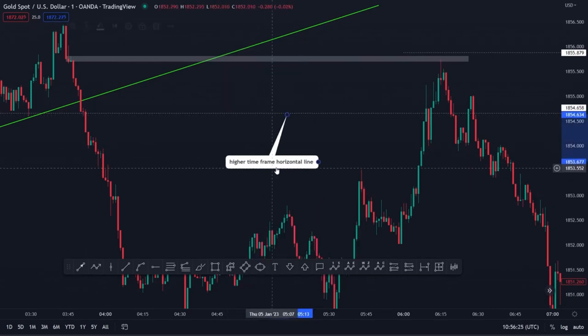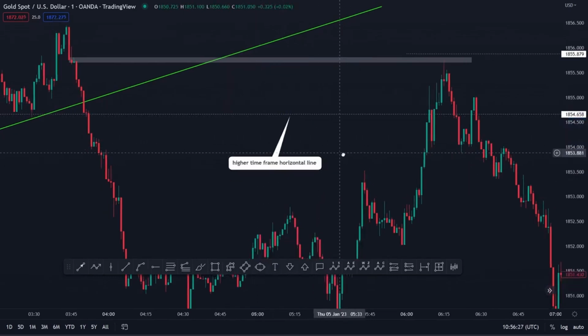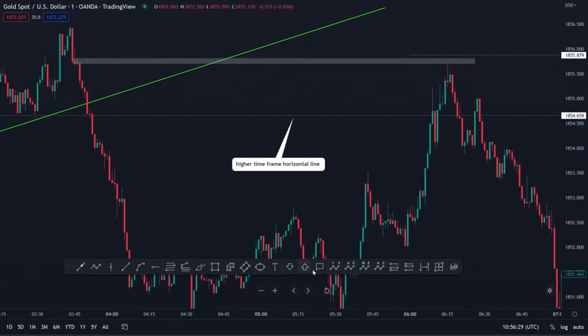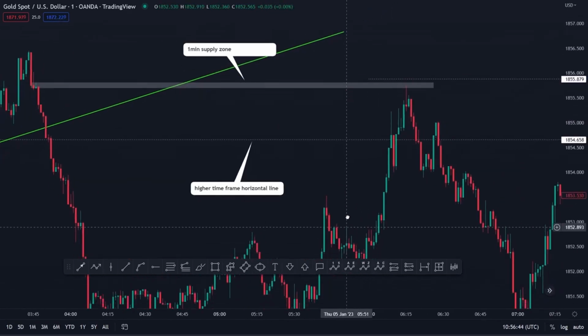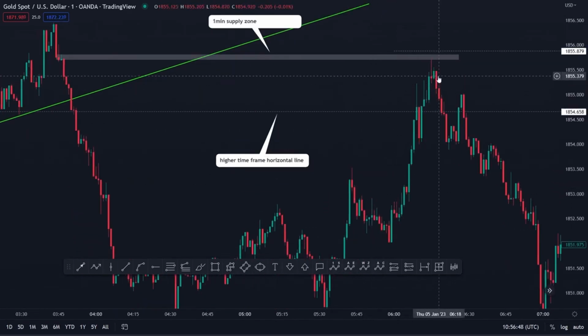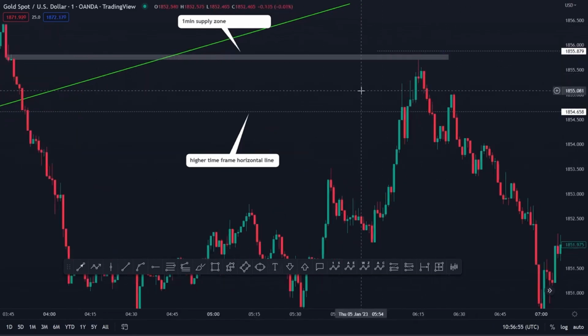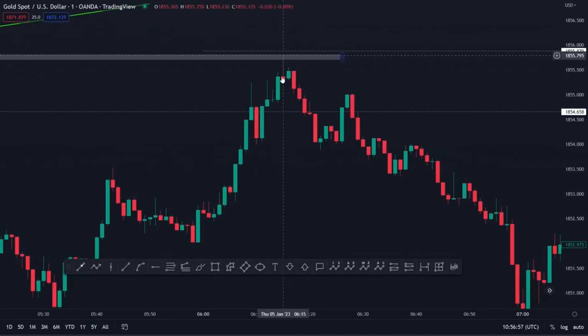So right now we have this higher time frame line, and then we have a supply zone on the 1 minute. We have a 1 minute supply zone over here, and then right now we have to wait for the market to touch this level here without even invalidating it. So in this case, we can see that the market touched here and then closed bearish. So you can still enter this one because we are on the 1 minute.